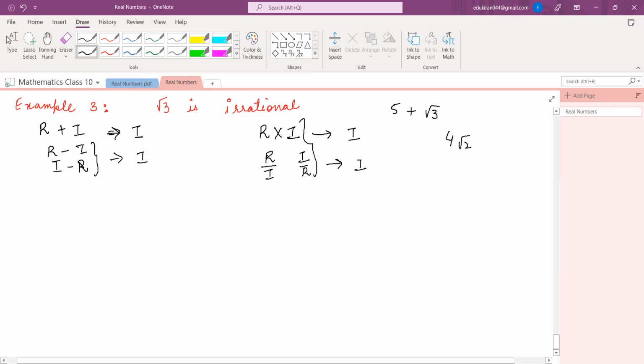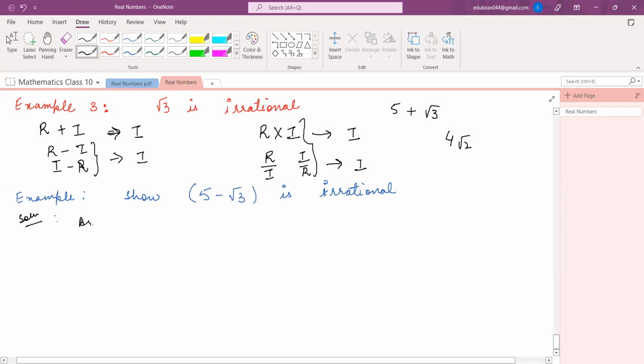Yes, ma'am. Okay. So based upon these operations, you have your next example. So let us quickly do that example. Now in this example, you have to show that 5 minus root 3 is irrational. Okay, let's do it. Solution: same method we are going to use. We will use the method of contradiction.